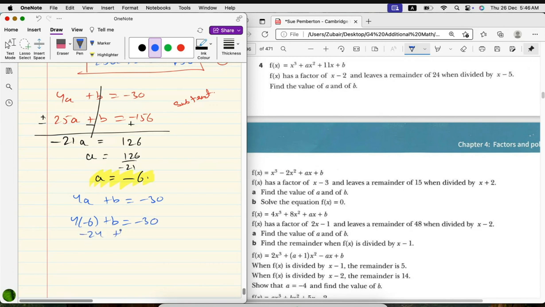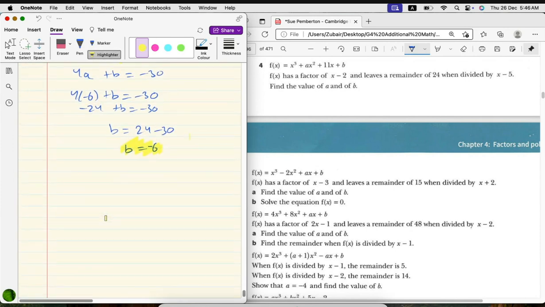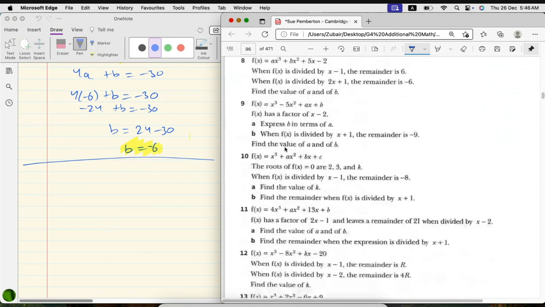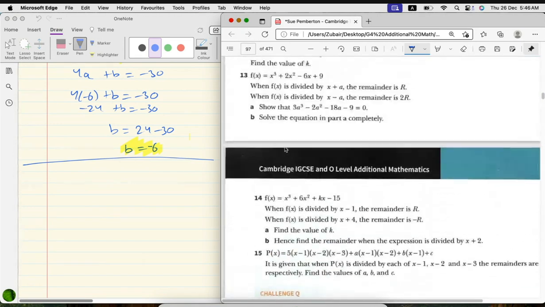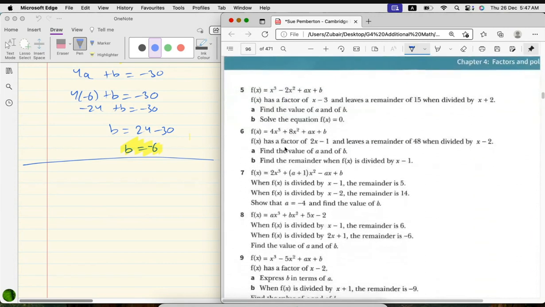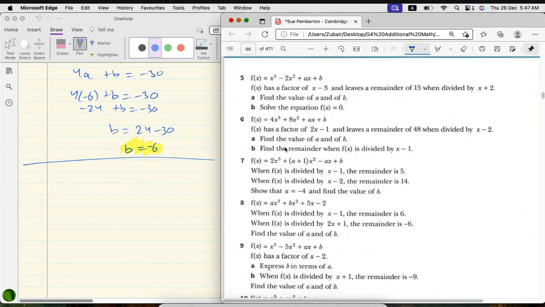A and b are both -6. It's -6. Okay, let's find something different. And I guess 5 is different.